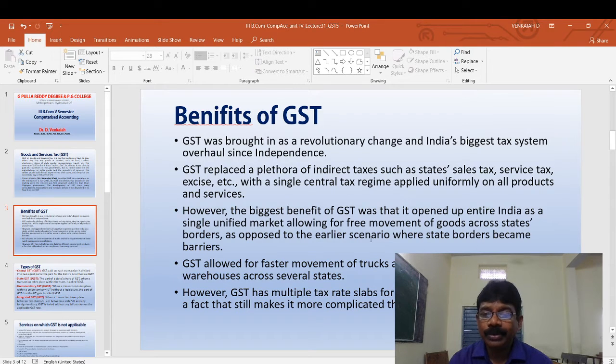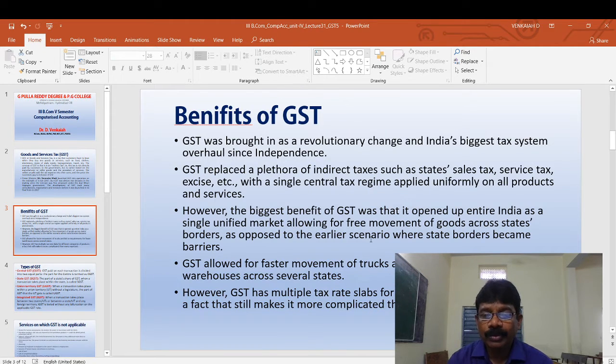Earlier, people tried to do business like this. Wherever the goods were available at less cost, or from whichever state the tax rates were less, they would get those goods and sell them in their own state for higher rates. That's why the warehousing point is there.